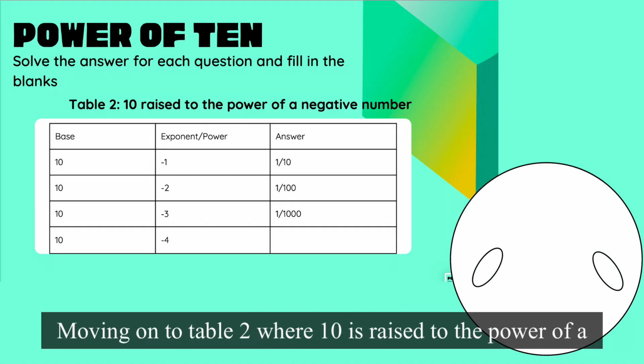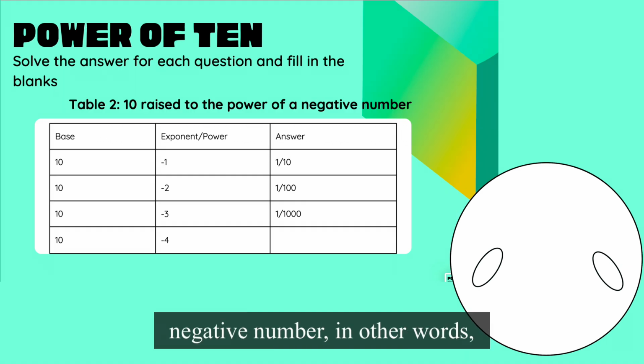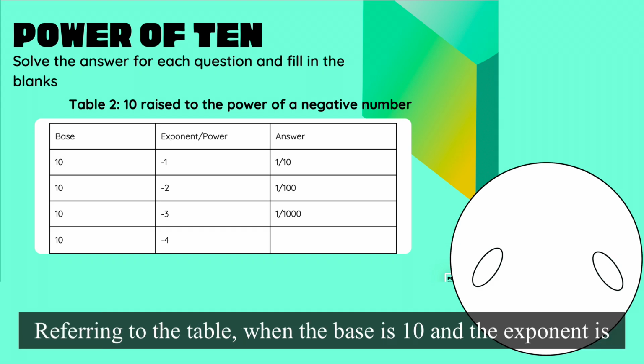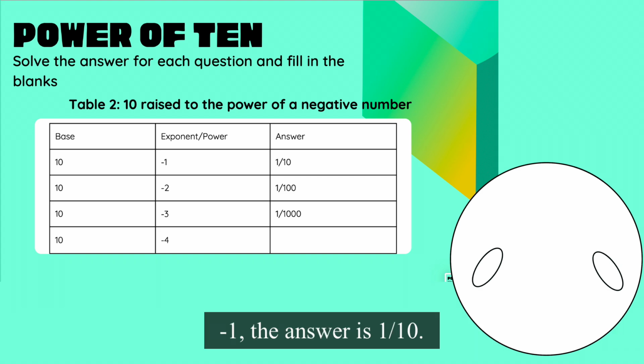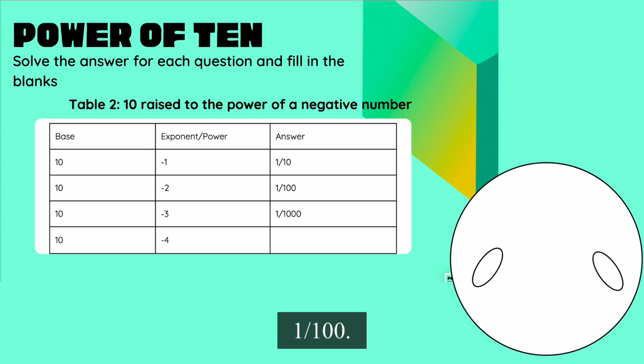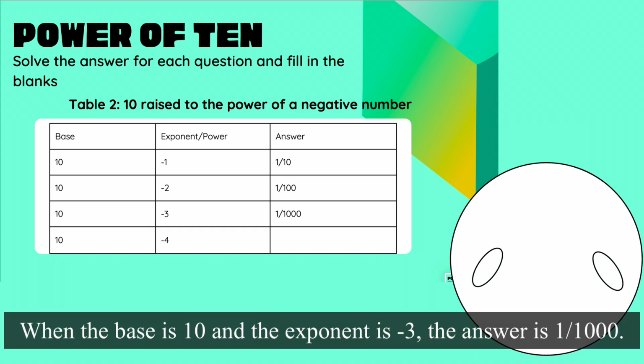Moving on to table 2 where 10 is raised to the power of a negative number. In other words, 10 raised to x where x is a negative number. Referring to the table, when the base is 10 and the exponent is negative 1, the answer is 1 over 10. When the base is 10 and the exponent is negative 2, the answer is 1 over 100. When the base is 10 and the exponent is negative 3, the answer is 1 over 1000.